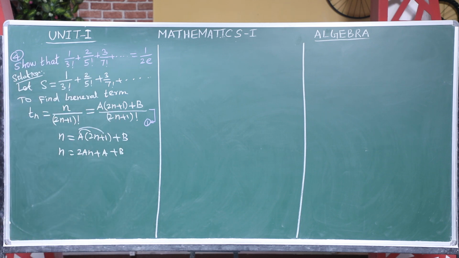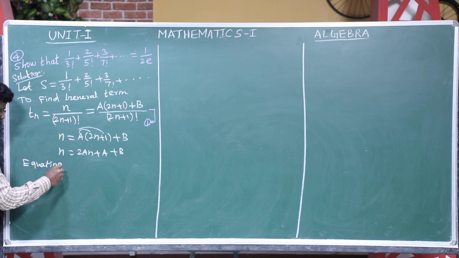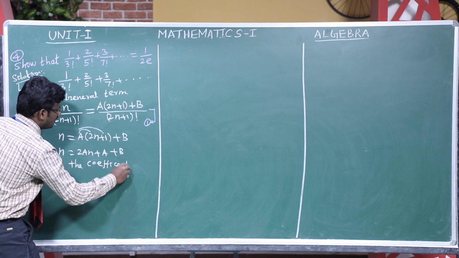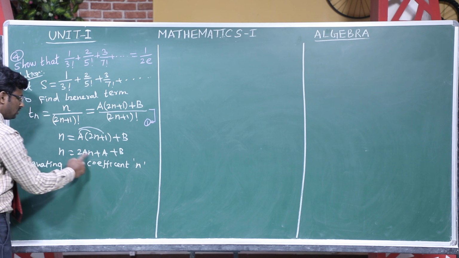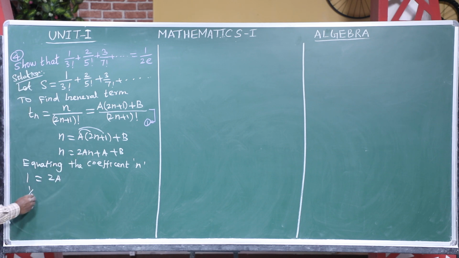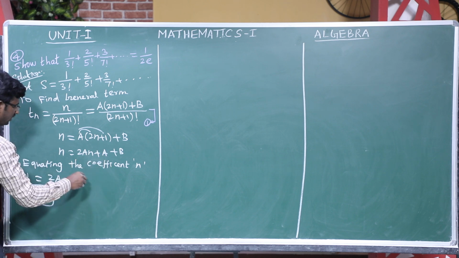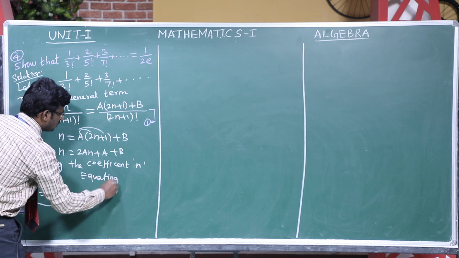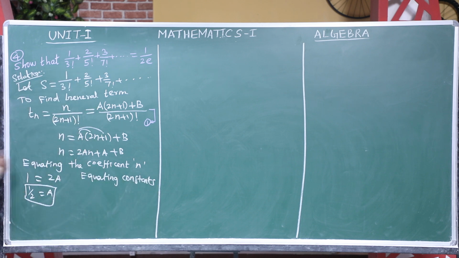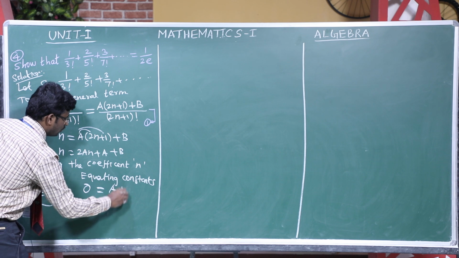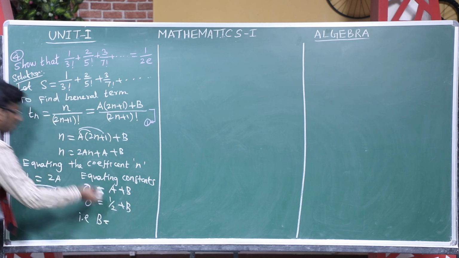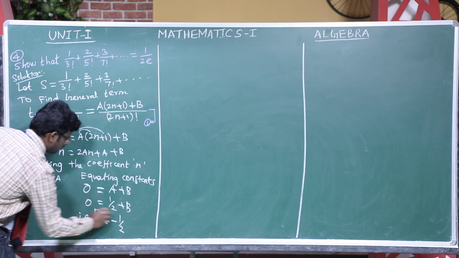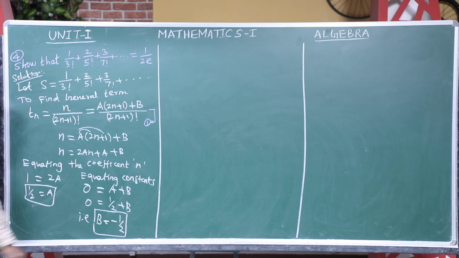Then we can find the values of A and B. Equating the coefficient of n: on the left-hand side the coefficient of n is 1, and on the right-hand side the coefficient of n is 2A, so 2A = 1, that is A = 1/2. Then, equating constants: on the left-hand side the constant is 0, on the right-hand side the constant is A + B. We know the value of A, so 0 = 1/2 + B, that is B = -1/2. Therefore the value of A is +1/2 and the value of B is -1/2.